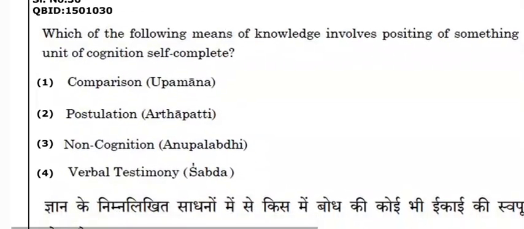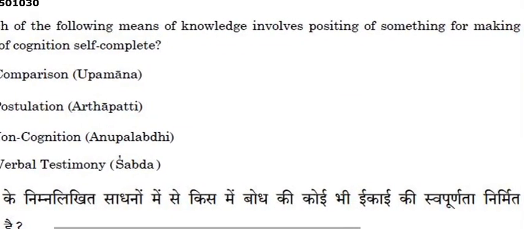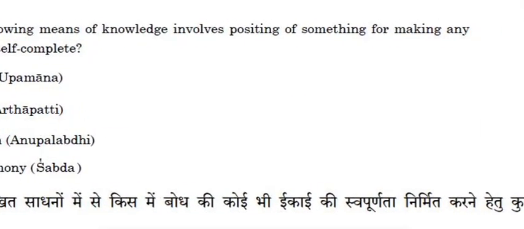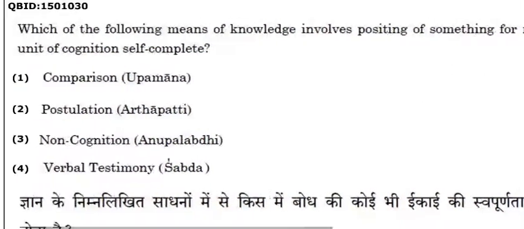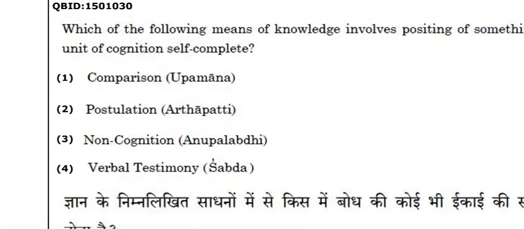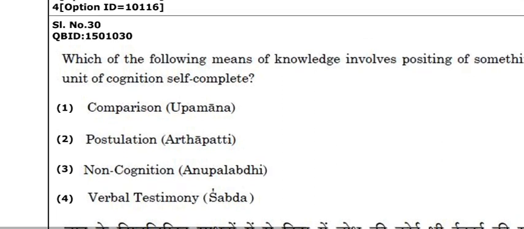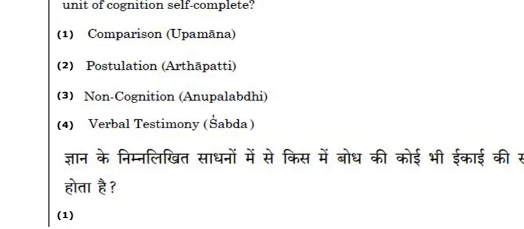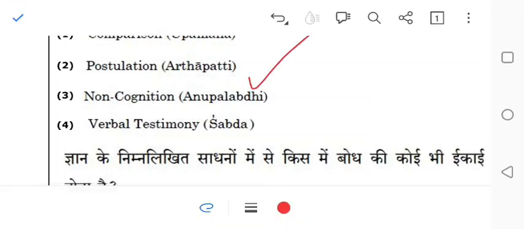30. Which of the following means of knowledge involves positing of something for making any unit of cognition self-complete? Comparison, upamana; postulation, arthapatti; non-cognition, anupalabdhi; verbal testimony, sabda. 30 correct option will be postulation, arthapatti.